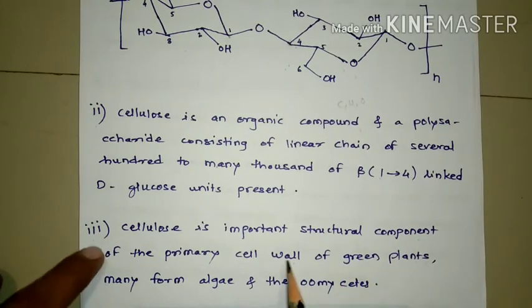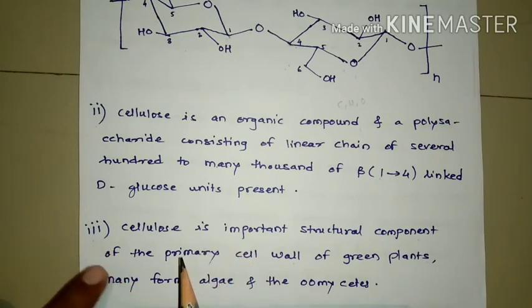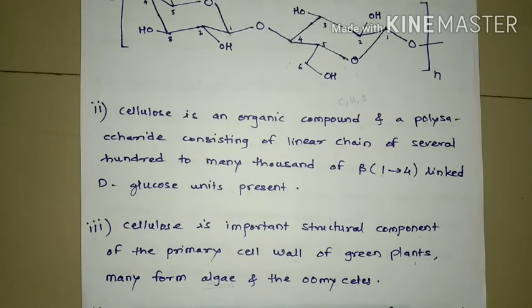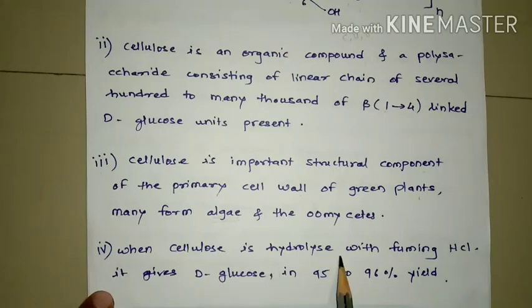Then the third point is cellulose is an important structural component of the primary cell wall of green plants. That means cellulose is mostly present in the primary cell wall of green plants, and many forms of algae and oomycetes. Algae means what? Again green plants, and the maximum content of cellulose is present. Fourth point is when cellulose is hydrolyzed with fuming HCl, it gives D-glucose in 95 to 96% yield.